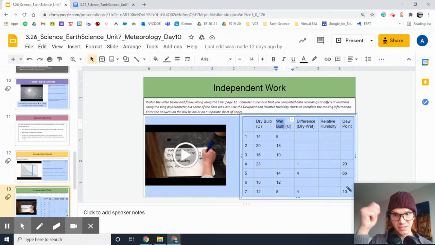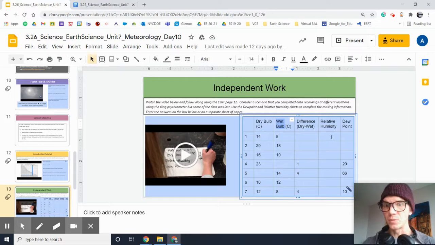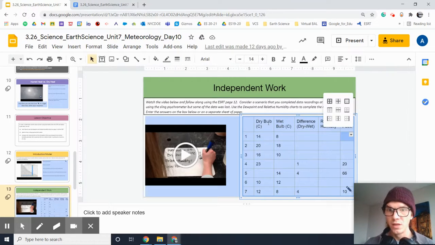Now, after you're done spinning your Sling psychrometer, you'll have two different readings from your dry bulb and your wet bulb. And based on the difference, when you take away the temperature of the wet bulb from the higher dry bulb temperature, you should use that data and the tables in your ESRT to determine relative humidity and dew point. So you'll have plenty of practice with this table.